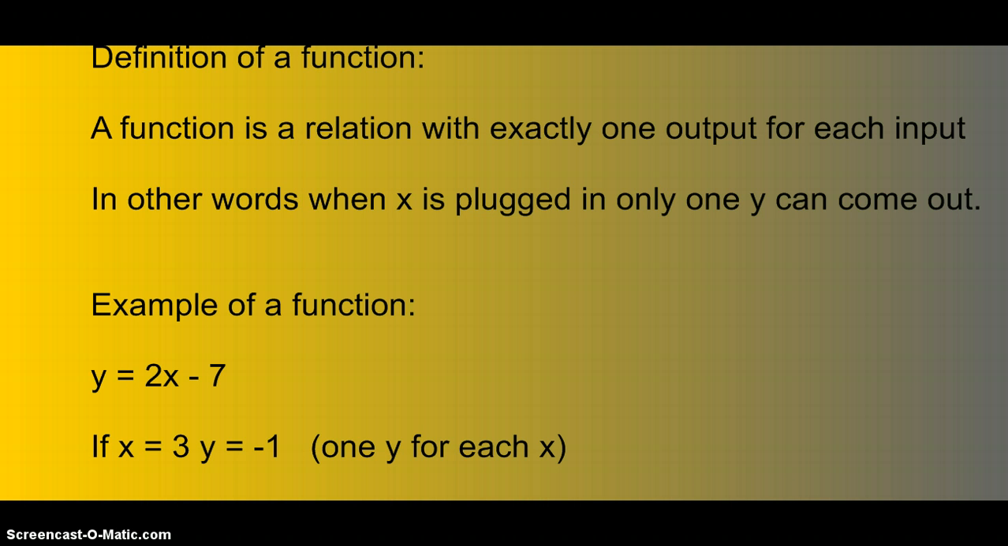So a simple example would be an equation like y equals 2x minus 7. That is a function because if we plug 3 in for x, we get 6 minus 7, which is negative 1. It can only be negative 1 for y when x is 3. That makes it a function because it has a distinct output value.